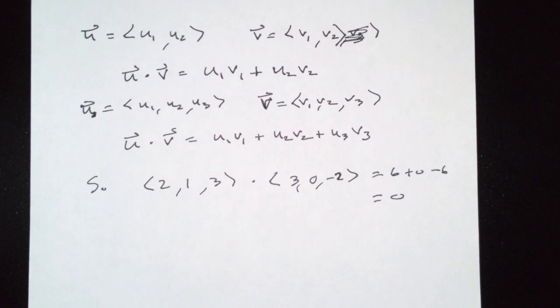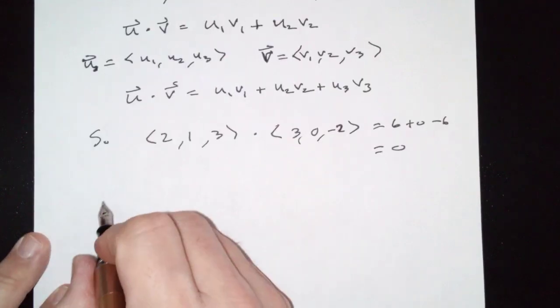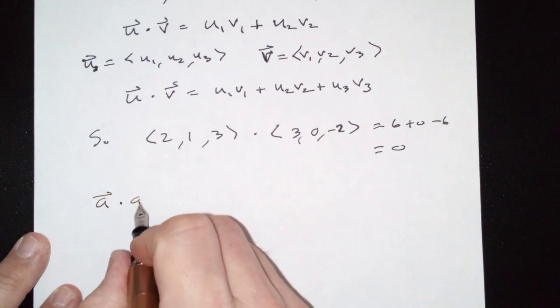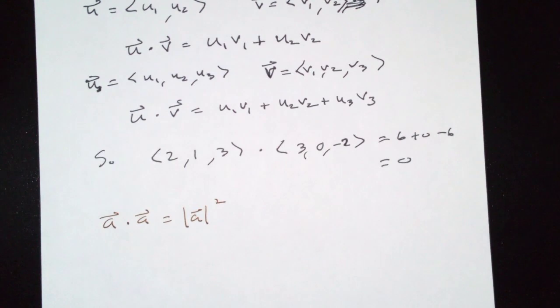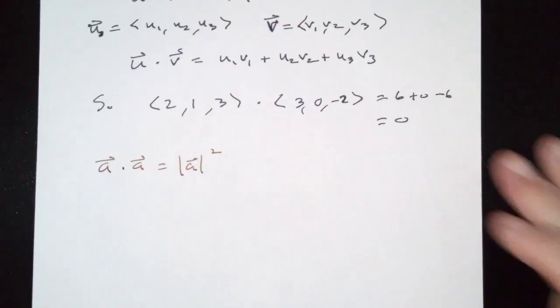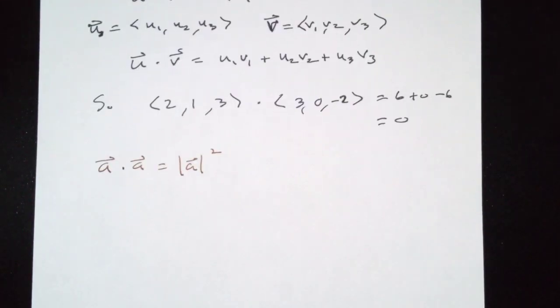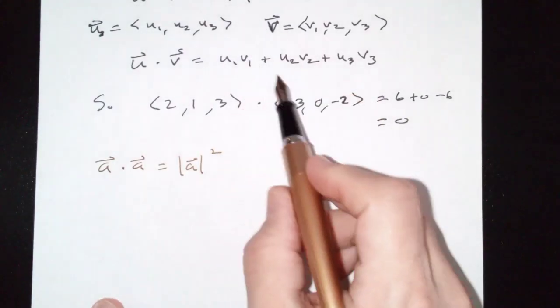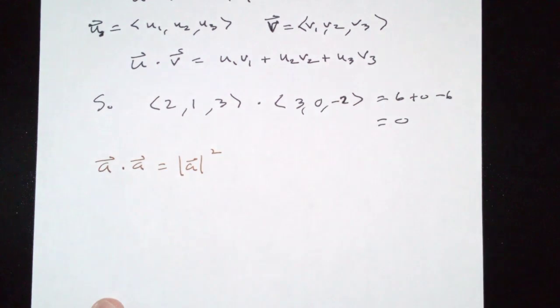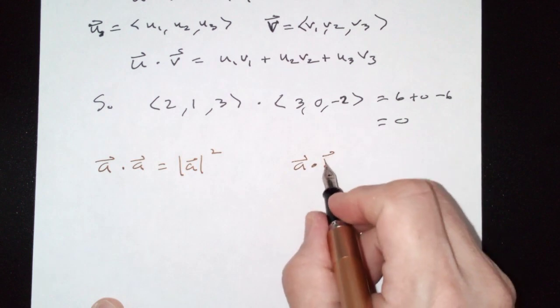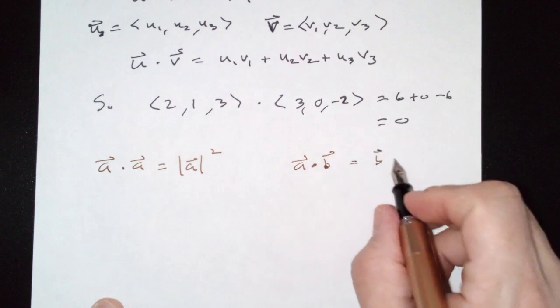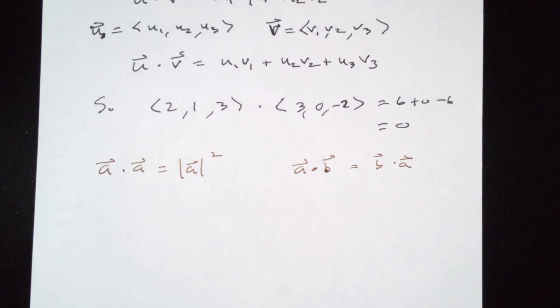Some nice properties. You take the dot product of a vector with itself, you get the square of the length. Since all of this multiplication that we're doing here is just multiplying real numbers, it doesn't matter what order you multiply real numbers in. So if I have vector A dot vector B, I get the same result as if I do vector B dot vector A.